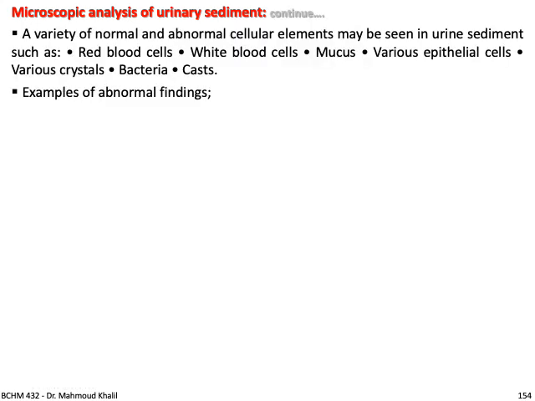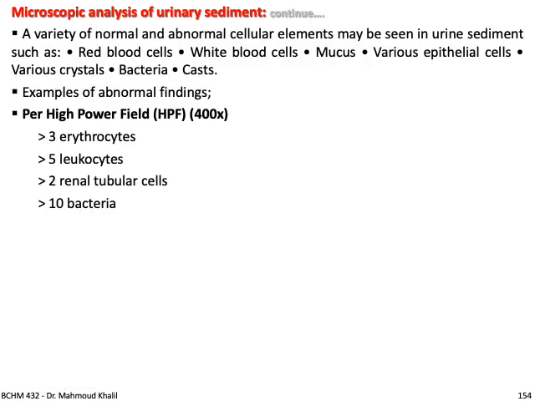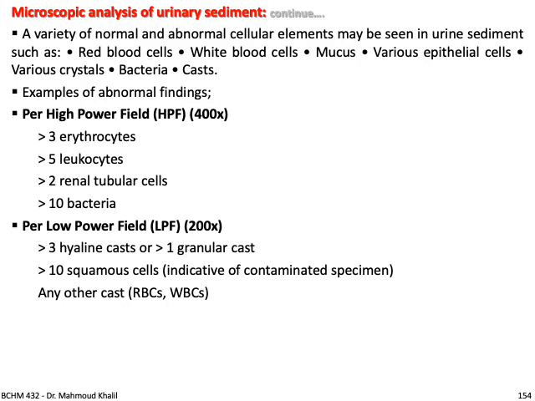If we continue with the microscopic analysis, a variety of normal and abnormal cellular elements may be seen in the urine sediment. Examples of abnormal findings per high power field, HPF, at 400x magnification: more than 3 erythrocytes, more than 5 leukocytes, more than 2 renal tubular cells, more than 10 bacteria. This is the normal, this is the abnormal values.